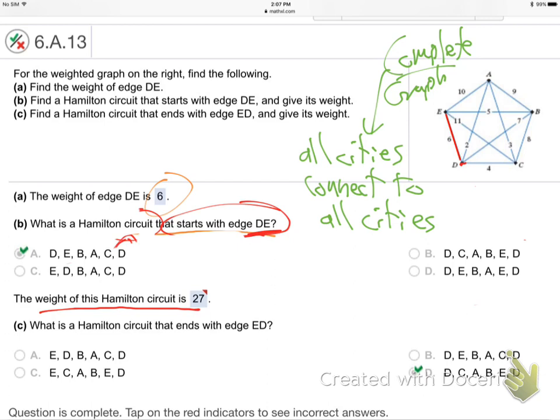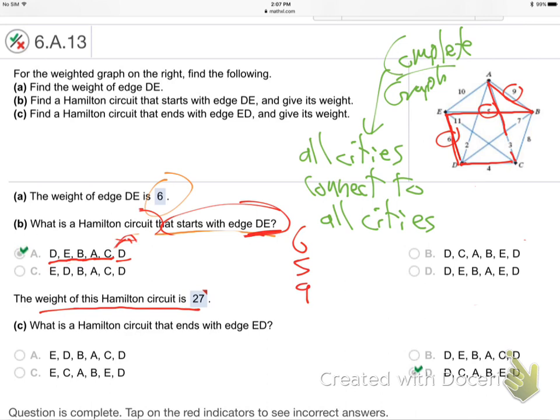So let's put it back on the map. It's D to E to B, to A to C, to D. Back to D. All right, so it's 6, 5, 9.